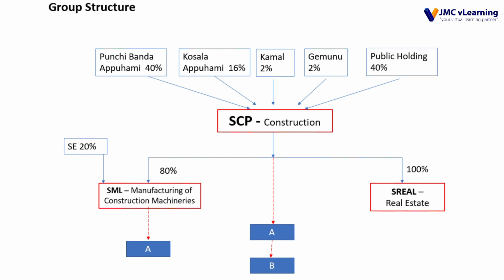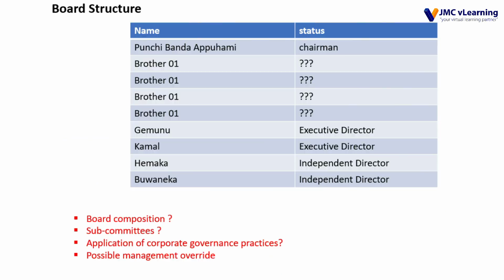Then moving on to the board structure, the next important area which is connected to corporate governance, right? Here they have not properly provided the qualifications of the directors, right? In the corporate governance code, they mention you need someone who has financial acumen within the board. Generally, he will be the head of the audit committee.